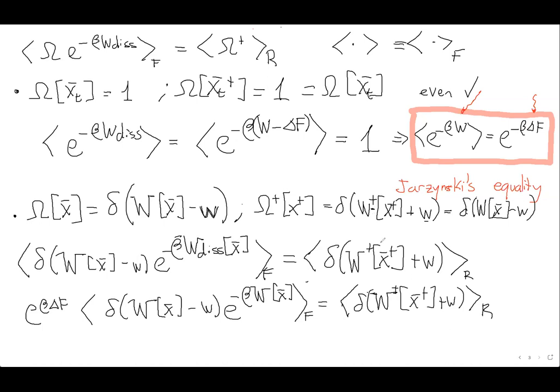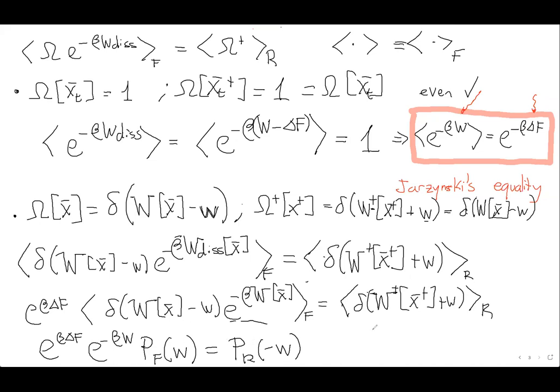Now some of you will notice what comes out of here. We are doing an integral with a delta function, so we take out the value of the work equal to W, so it will be e to the beta delta F, e to the minus beta W, and what's left is the average of a delta. The average of a delta with a probability distribution becomes the probability in the forward process to get the value of the work equal to W. And on the other side we get an average of a delta, which means we are only summing those events where this happens, so this is also a probability: in the reverse process, to get a work of value minus W. This is a very nice result.